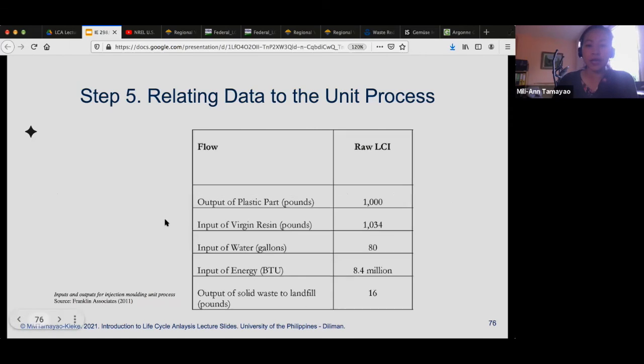So this is an example. For example, the output is a plastic part in an injection molding unit process, and your raw LCI inventory would be this: 1,000 pounds. These are the inputs and then other outputs. So inputs: virgin resin, water, energy. And these are the units of measurement. And you have your raw life cycle inventory. Then in addition to the plastic part, there's an output in terms of waste, solid waste to landfill in pounds, which amounts to 16.